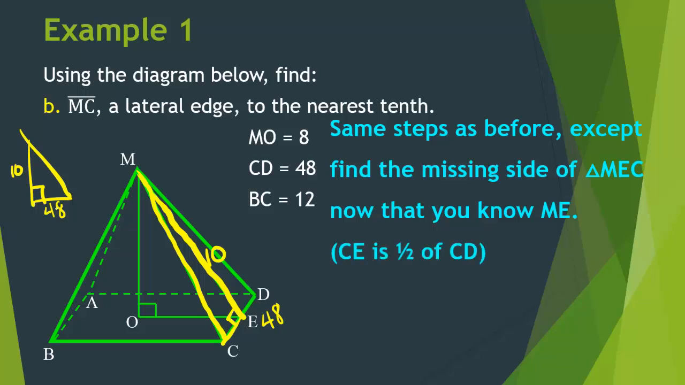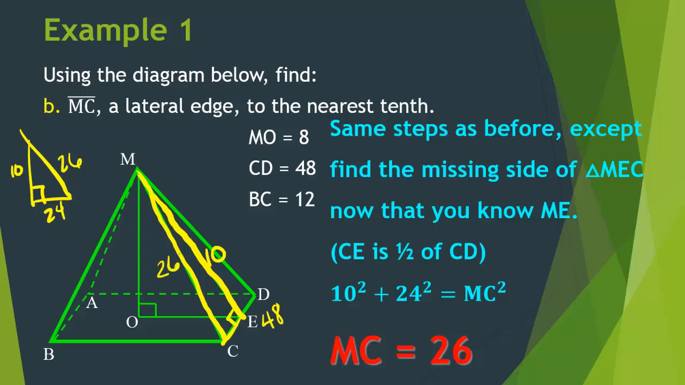And CE is half of CD. So, my bad there. It's a nice weekend. My head's not in the game. There we go, 24, but I caught my mistake. So we have a 10, 24 for our sides. We use the Pythagorean theorem. 10 squared plus 24 squared equals MC squared. So MC equals 26. So our lateral edge is 26.